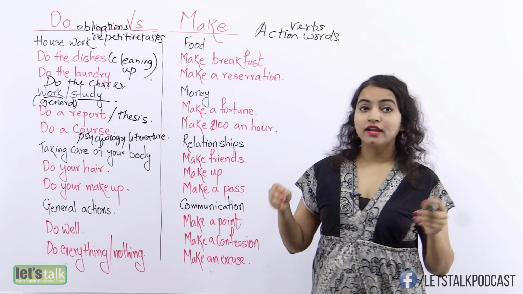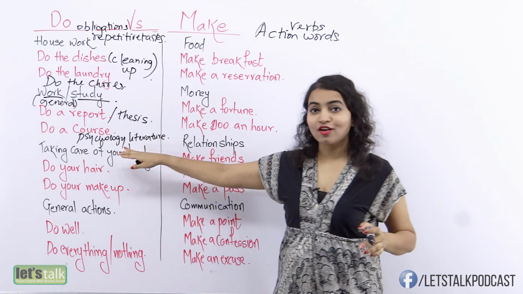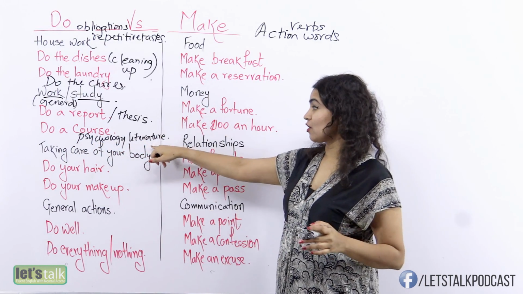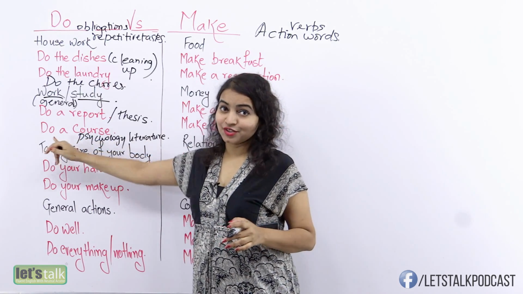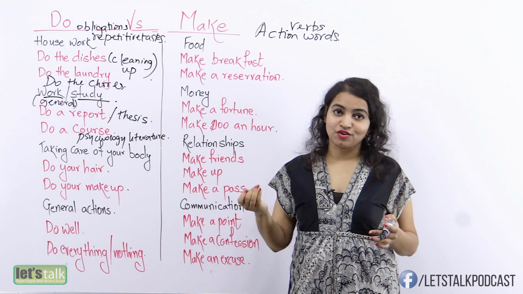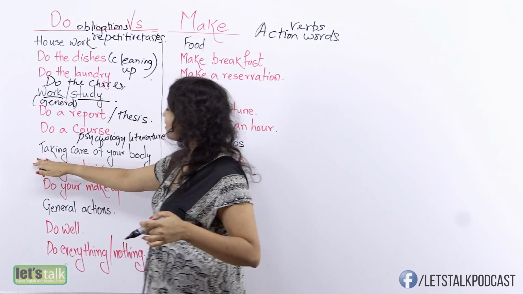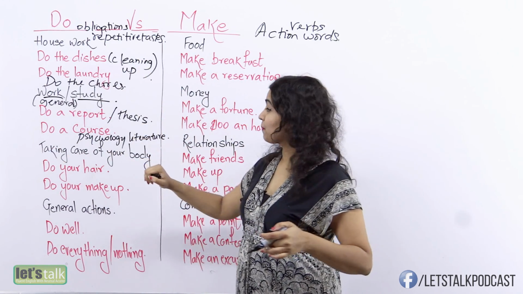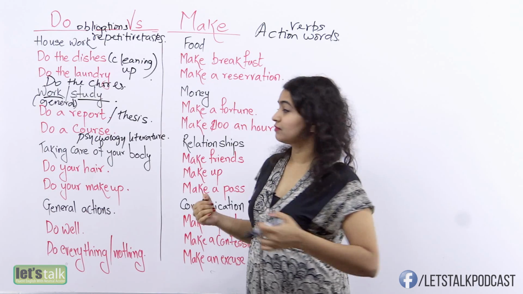That's when you will say, I do a course, or I am doing a course on psychology. I am doing a course on literature. You don't make a course on literature, you do a course. Okay, you do a course on literature or psychology. Now, the third category of using the word do is taking care of your body.